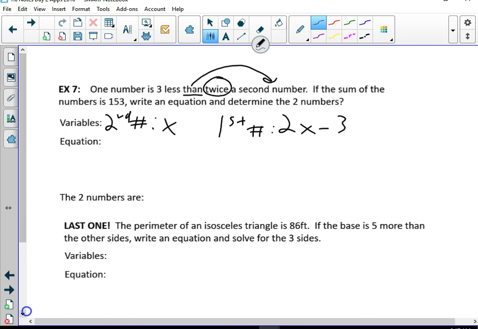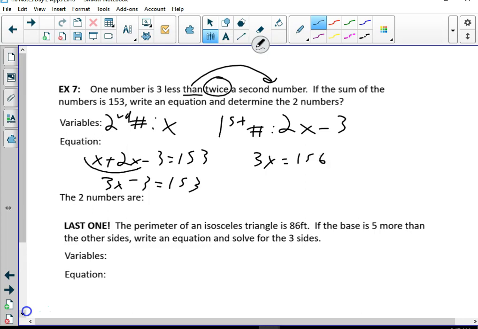3 less than twice the number. So it says those two together is 153. So x plus 2x minus 3 equals 153. How many x's do we have? 3x minus 3 equals 153. What do we get rid of first? Add 3 to both sides. 156, right? Divide by 3. x is what?